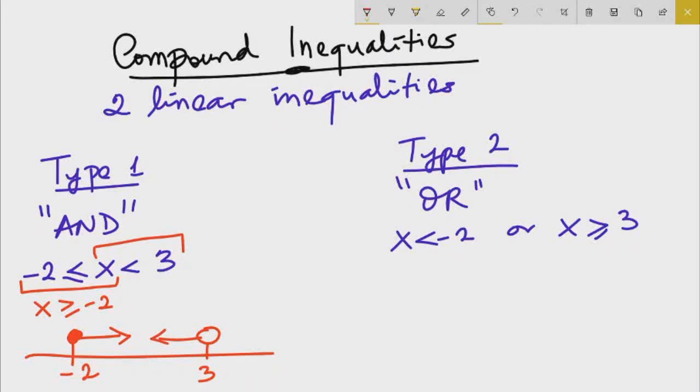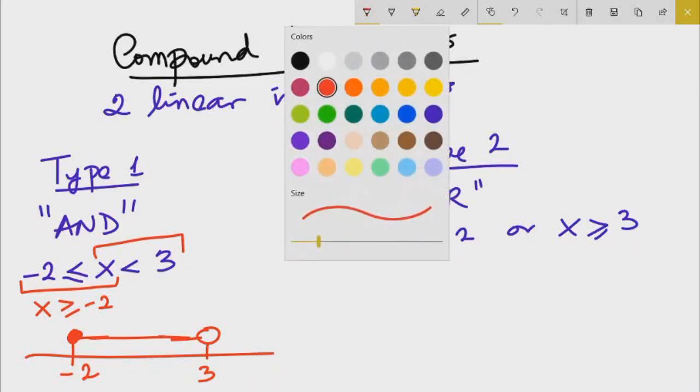As you can see, both arrows are going towards each other. So that means we can actually remove the arrows and join the lines together. In this case, you can see that both points of the inequality are connected. So that is the example of the AND case.